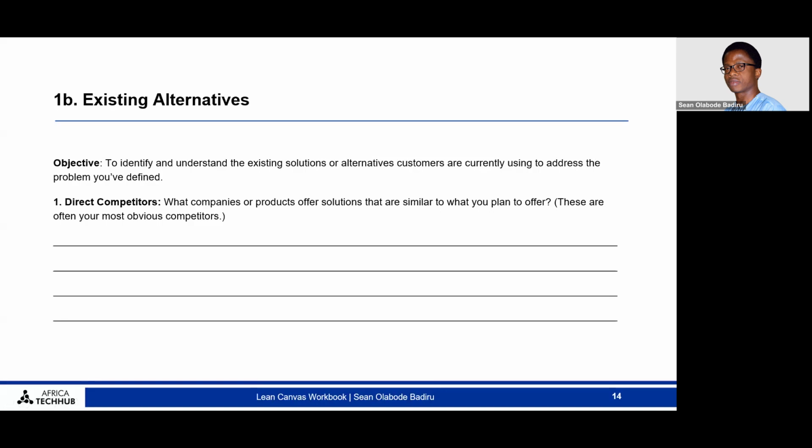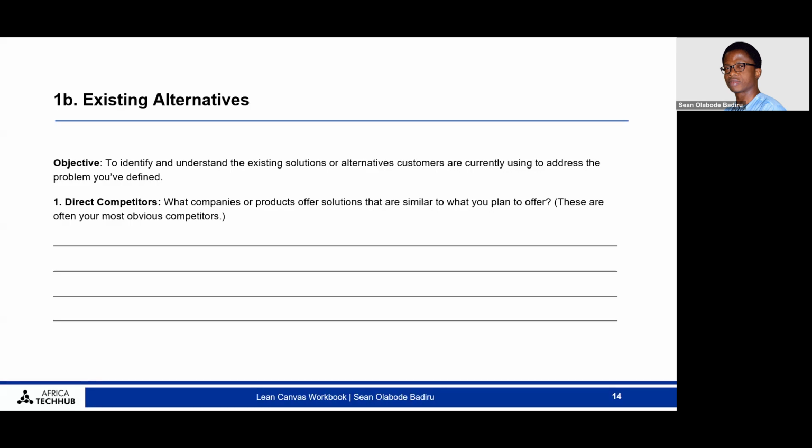Now you have identified a major problem. You have weighed it that your organization can solve this problem. Congratulations. You have seen something, a problem, a pain point that will generate revenue for your organization. Congratulations. Now, you will move to the existing alternatives.